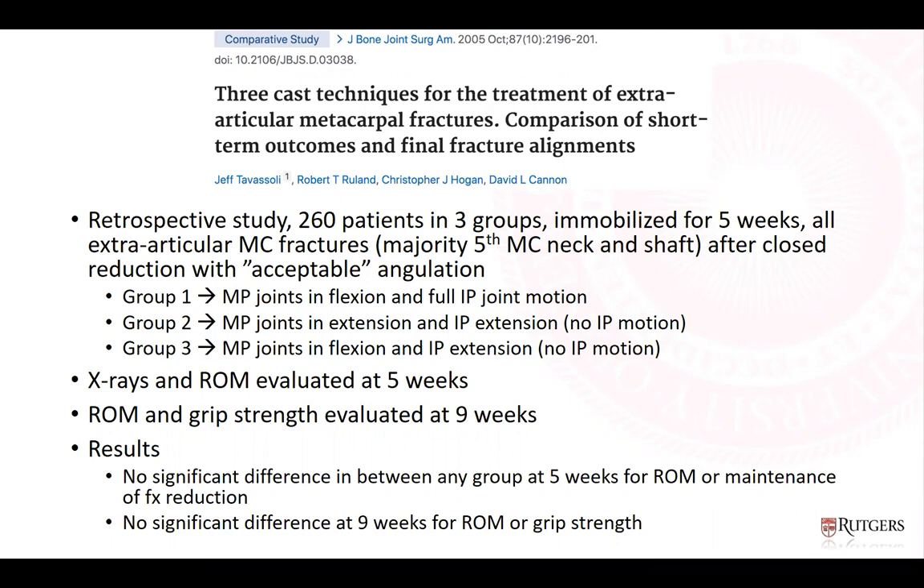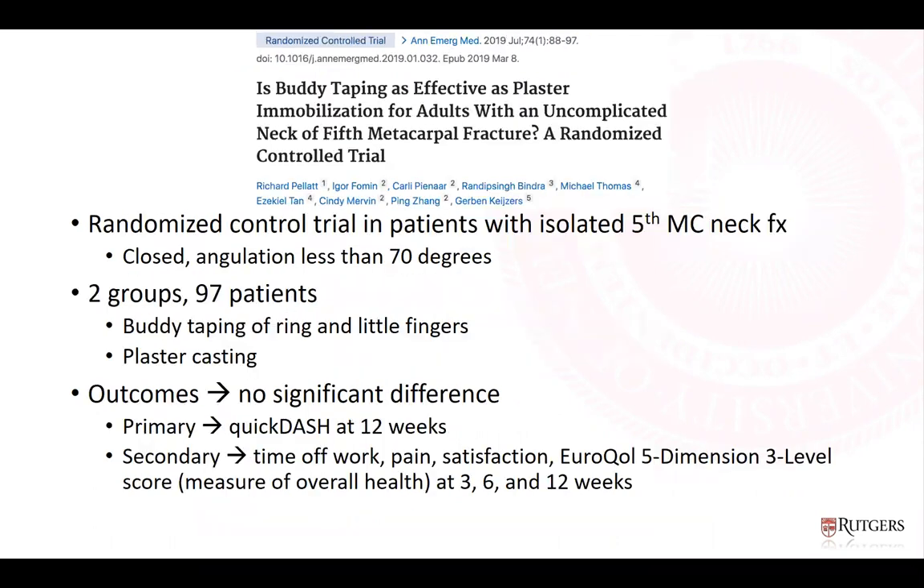Group 1 was the MP joints in flexion with full IP motion. Group 2 was MP joints in extension and IP in extension with no IP motion allowed. Group 3 was the MP joints in flexion with no IP motion. X-rays and range of motion were evaluated at 5 weeks, and range of motion and grip strength were evaluated at 9 weeks. The results showed no significant difference between any of the 3 groups at 5 weeks for either range of motion or maintenance of reduction. And there was no significant difference at 9 weeks for range of motion or grip strength.